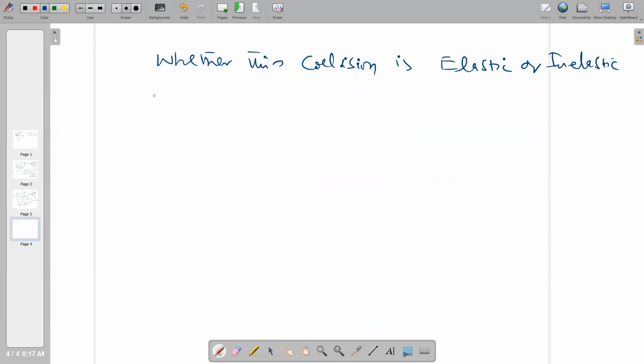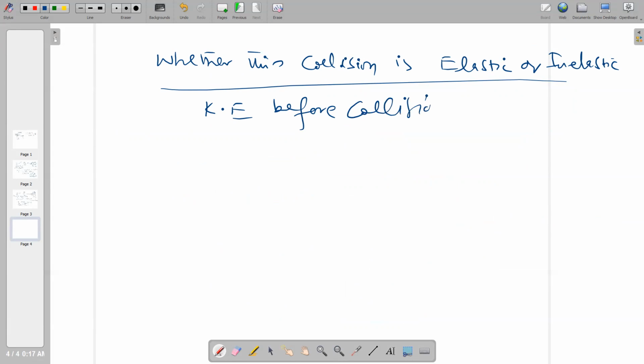So to find whether a collision is elastic or inelastic, what we have to do? We have to find the kinetic energy before collision and the kinetic energy after collision. So for the first body, 1/2 m1 v1 squared plus 1/2 m2 v2 squared.